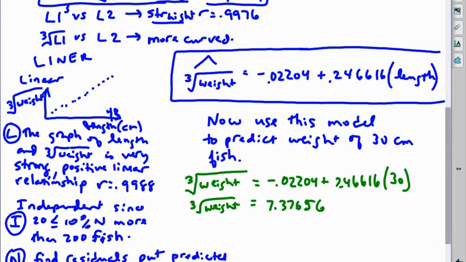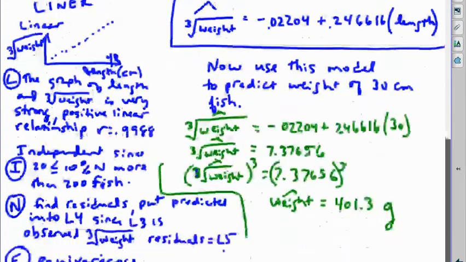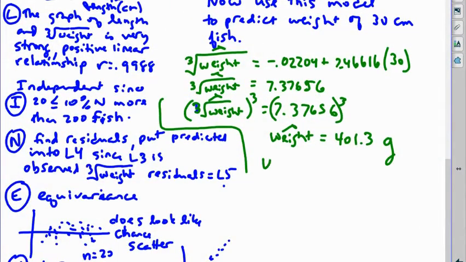And what I need to do now in order to solve for the weight is I need to cube both sides. So I'm just writing the work out again. Now what I'm doing is I'm cubing, and because a cube is going to cancel a cubic root, when I do that, I get a predicted weight. Make sure you put your hats on things. I get a predicted weight of 401.3 grams.